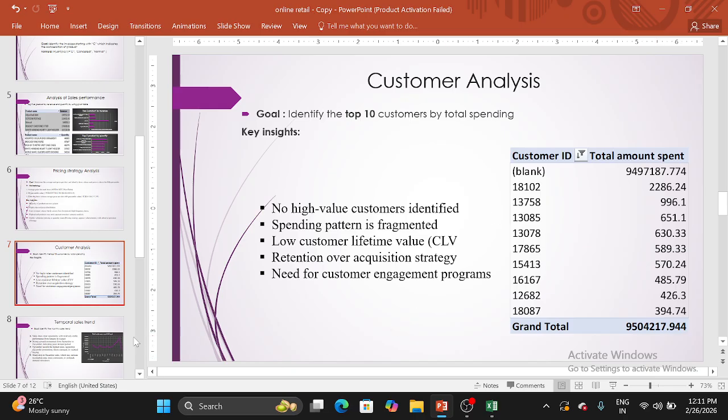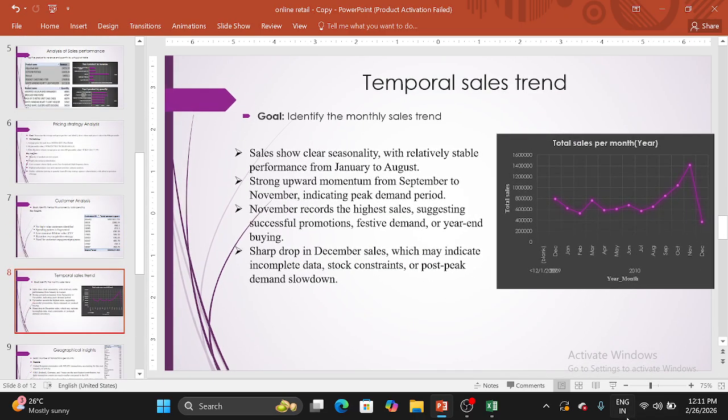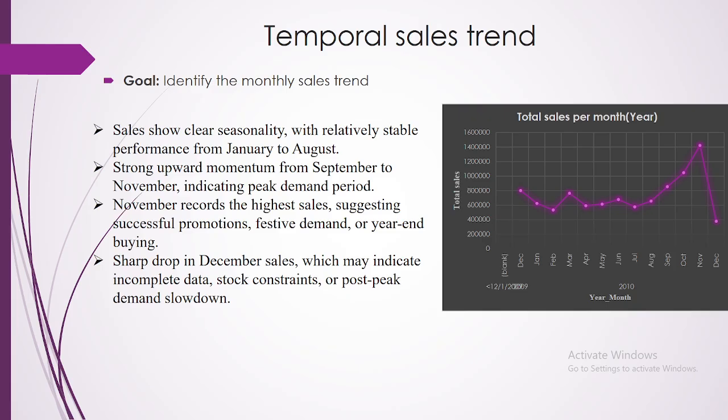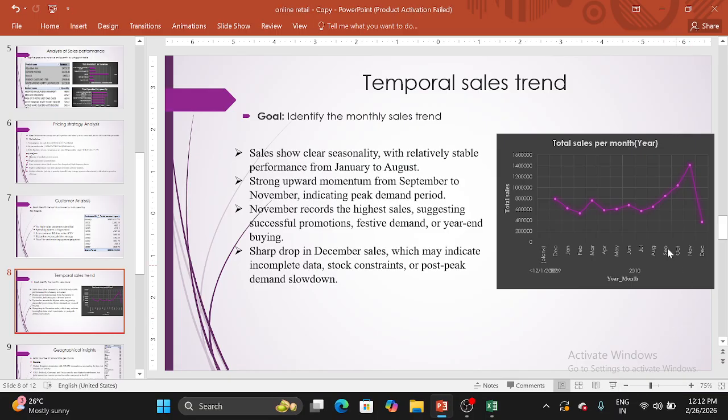The next task is the temporal sales trend. Our task is to identify the monthly sales trend. For that I have plotted this graph, a trend line graph.